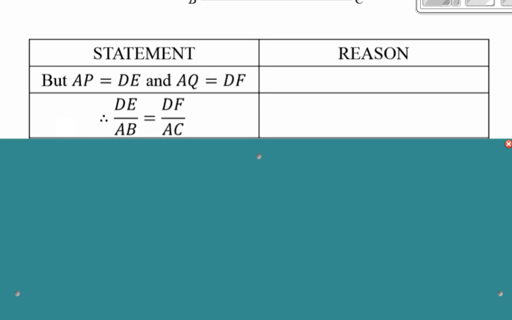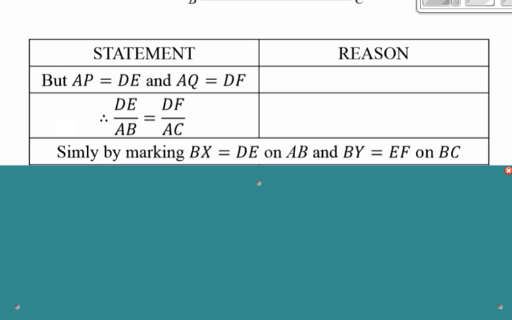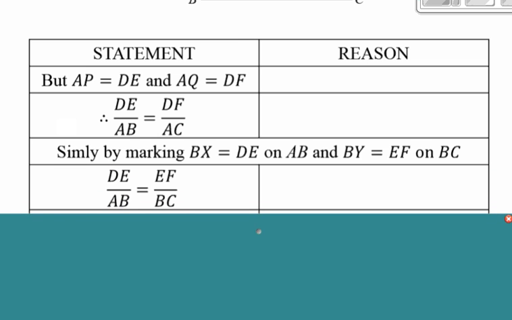Now, you might be asking yourself, but hang on a second, that's only two of the sides in proportion. How would we do the third side? Well, you would go through this whole process again, but instead you put an X and mark BX equal to DE on side AB, and then go to side BC, which is the side we didn't go to in the previous part of the proof, and mark, for example, BY equals EF.